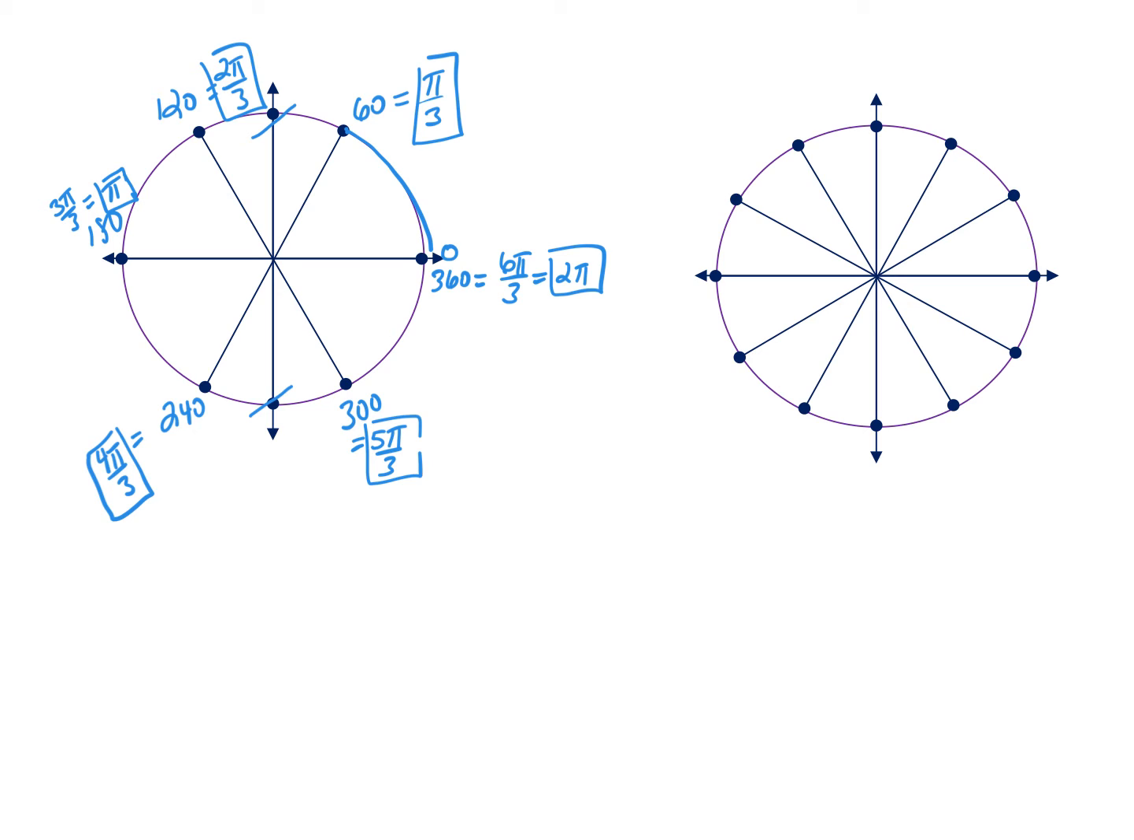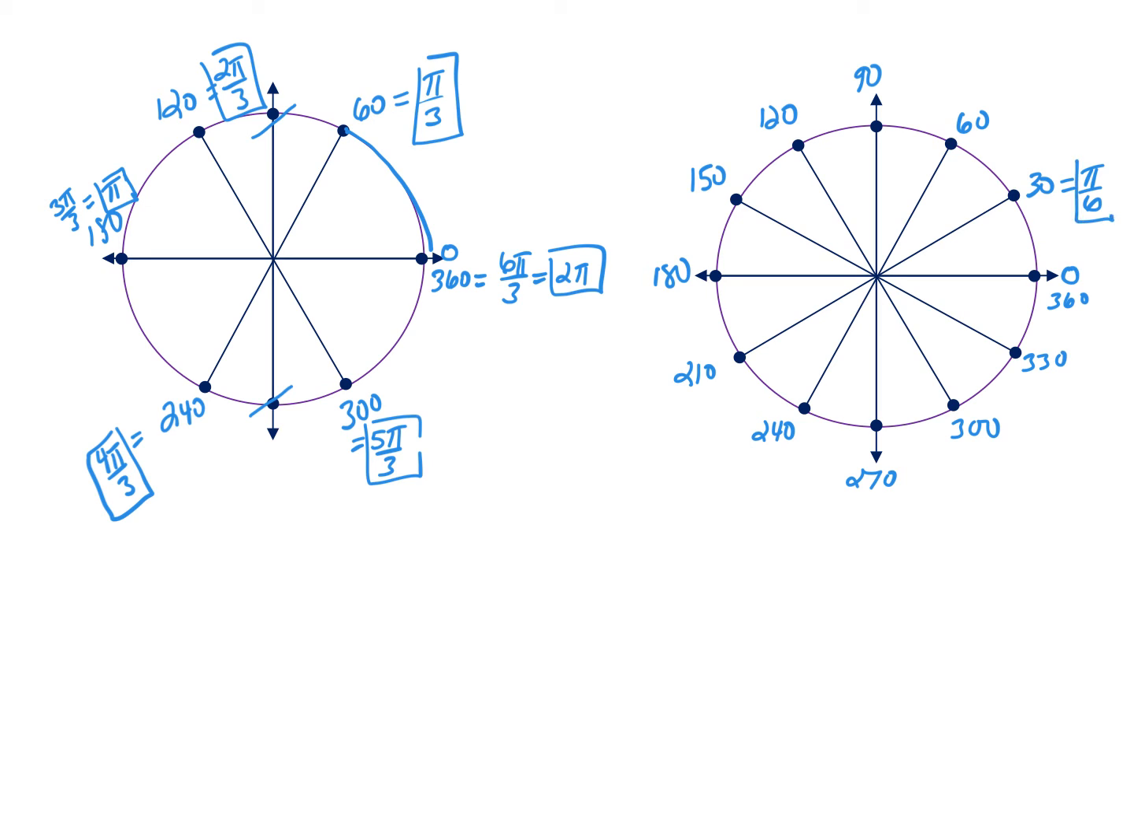And the last one, the smallest angle, 30 degrees. We're going to go 0, 30, 60, 90, 120, 150, 180, 210, 240, 270, 300, 330, and back around to 360. Okay, so I just added 30 degrees each time. 30 degrees in radians is equivalent to pi over 6. So we're going to be adding pi over 6 each time.